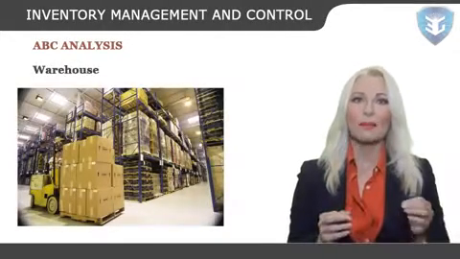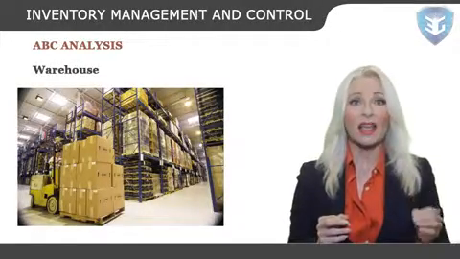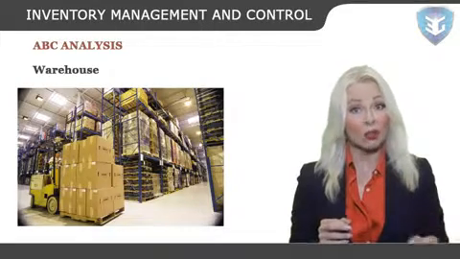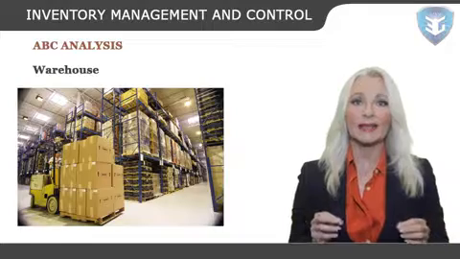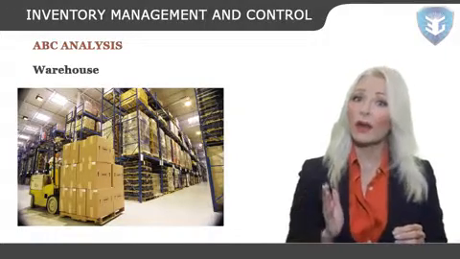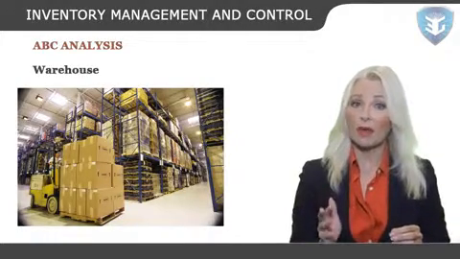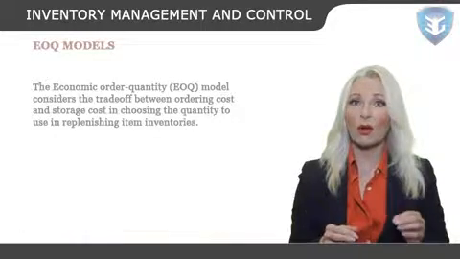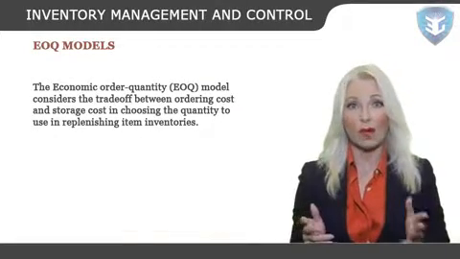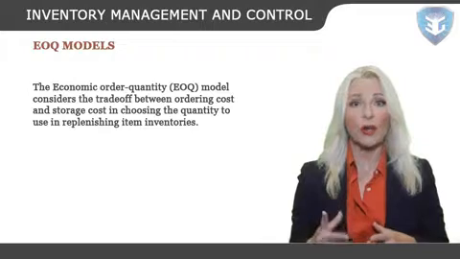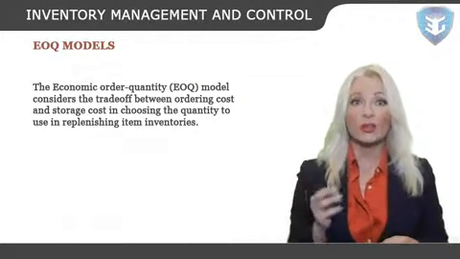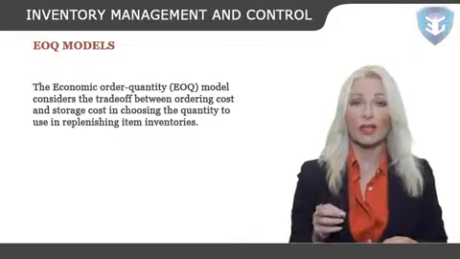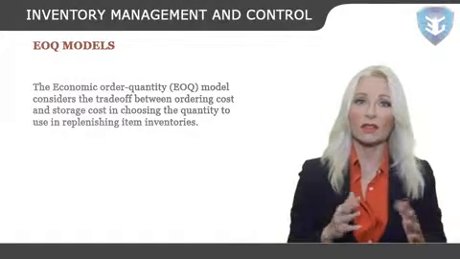Warehouse. ABC inventory extends to warehouse management as well. Companies utilizing ABC analysis in the warehouse give priority space to faster moving SKUs. The economic order quantity EOQ model considers the trade-off between ordering cost and storage cost in choosing the quantity to use in replenishing item inventories.